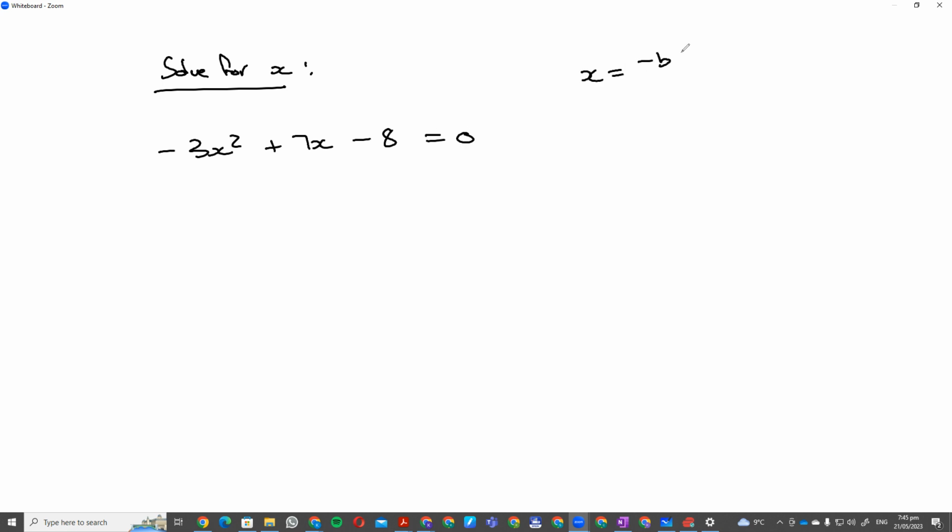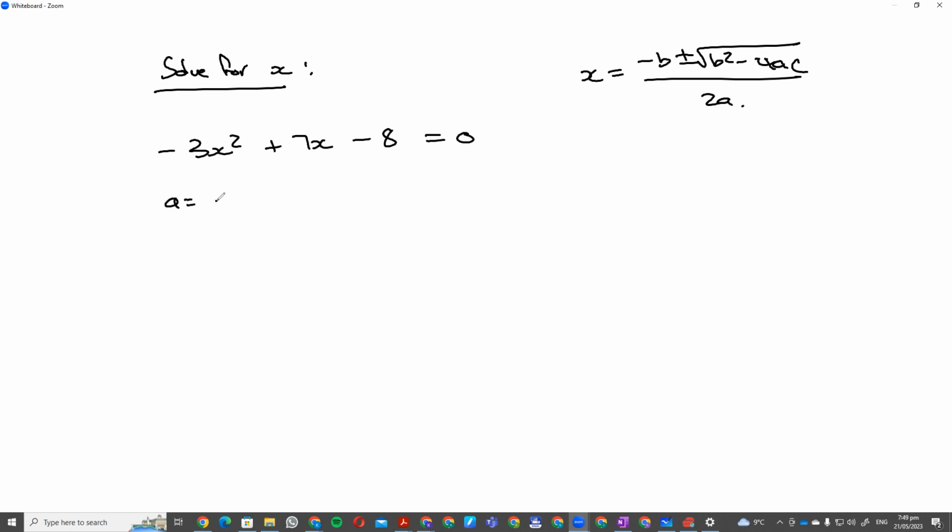All right, the next question, we want to solve for x, and they give you the quadratic straight up like this. We are told that we get negative 3x squared plus 7x minus 8 equals 0. And x can be found using the quadratic formula, minus b plus minus the square root of b squared minus 4ac over 2a. So we want to solve for x using the quadratic formula. All right, give it a try. It's an IGCSE extended past paper. But let's go through this one first.